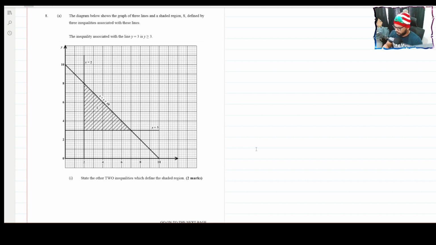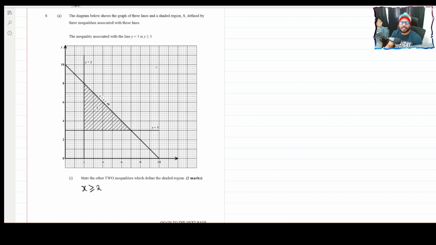Well, for each of the equations, we can test a point. And a nice point to test is going to be 0. For x is equal to 2, the shaded region is in this direction here. So it's very clear-cut that the inequality that satisfies that region is going to be x is more than or equal to 2. Now, it's a good assumption, but not always an accurate assumption, to say that x plus y is less than or equal to 10. Not all the time this works.